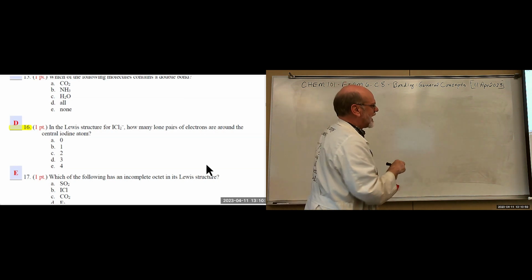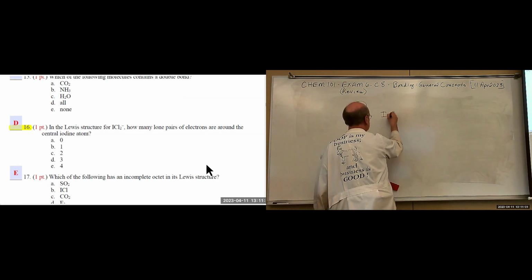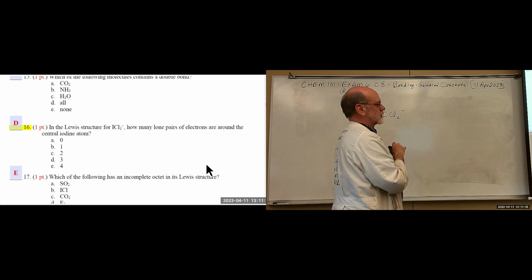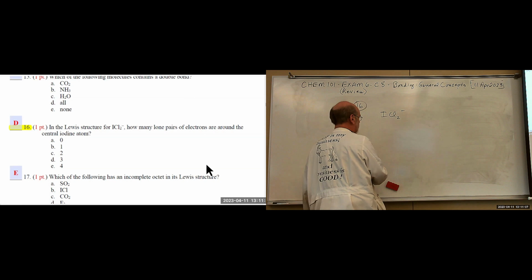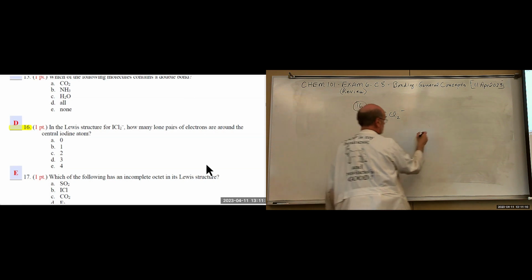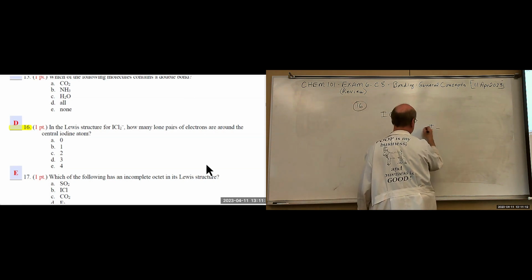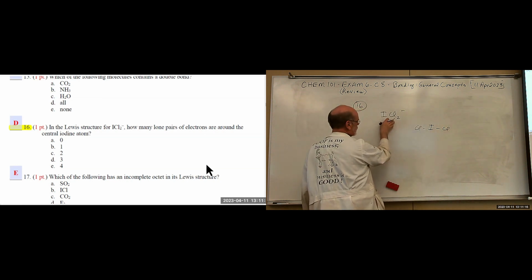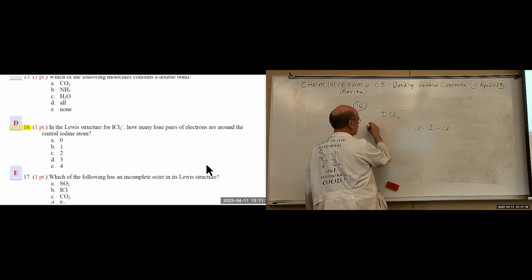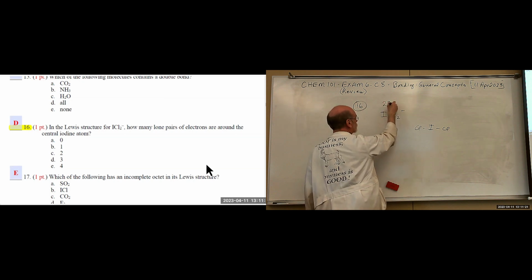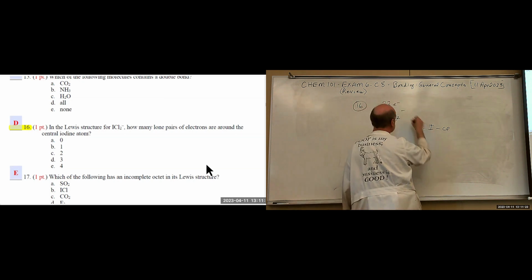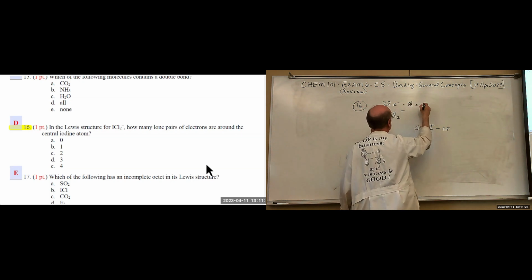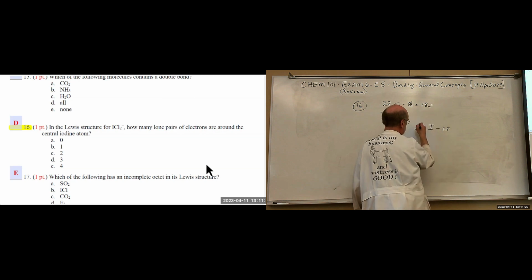In the Lewis structure for ICl2 minus, how many lone pairs of electrons are around the central iodine atom? So they tell you which one's in the middle. Iodine. And we have chlorine and chlorine. So we have what? 3 halogens, 3 times 7 is 21, plus 1, 22 electrons. So we used up 2 of them. Excuse me, 4. That's 18 electrons.